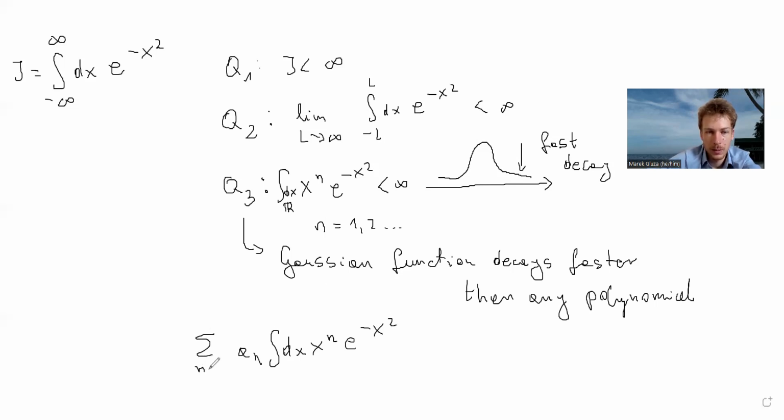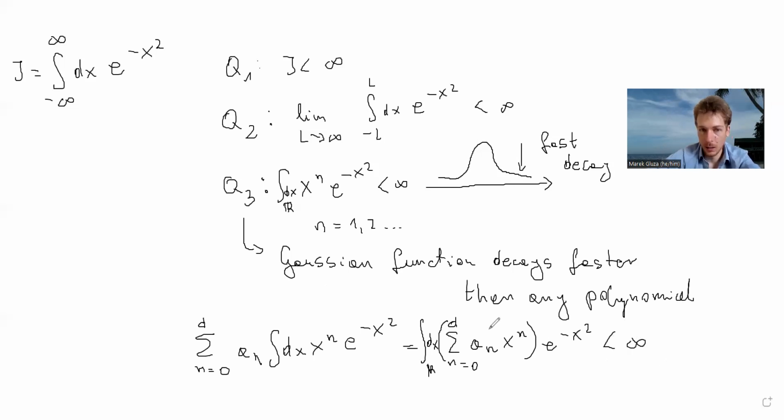And I can sum from n equals 0 to some degree d of a polynomial. Any polynomial is of the form sum from n equals 0 until some finite d, some coefficient a_n, x to the power n. This is a polynomial function. And this one, we can once more integrate over R with e to minus x squared. And then by linearity, we find that for any polynomial, this is finite. So this is the statement. Okay, so those are some questions.